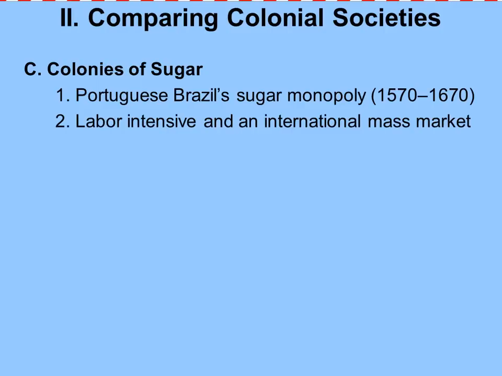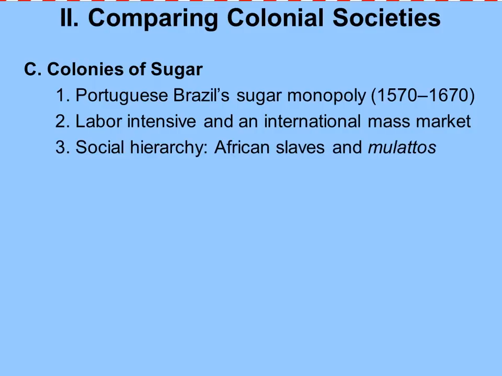Sugar production and refining was extremely labor-intensive and required a type of organization similar to the industrial factories that will come in the next period. Labor demands could not be met by the local population after the Great Dying, so slaves were imported from Africa. Sugar was consumed by a mass market overseas, making the plantation complex an important development in world history.